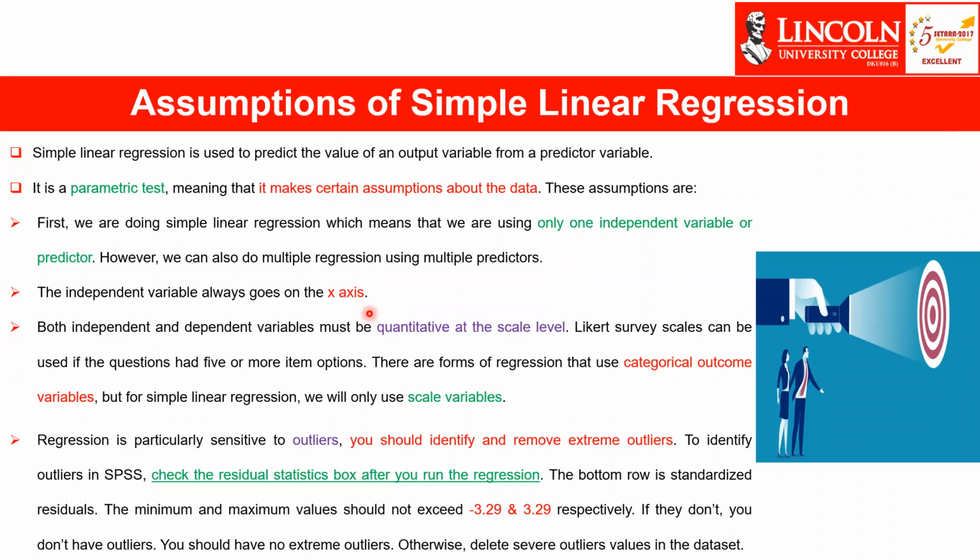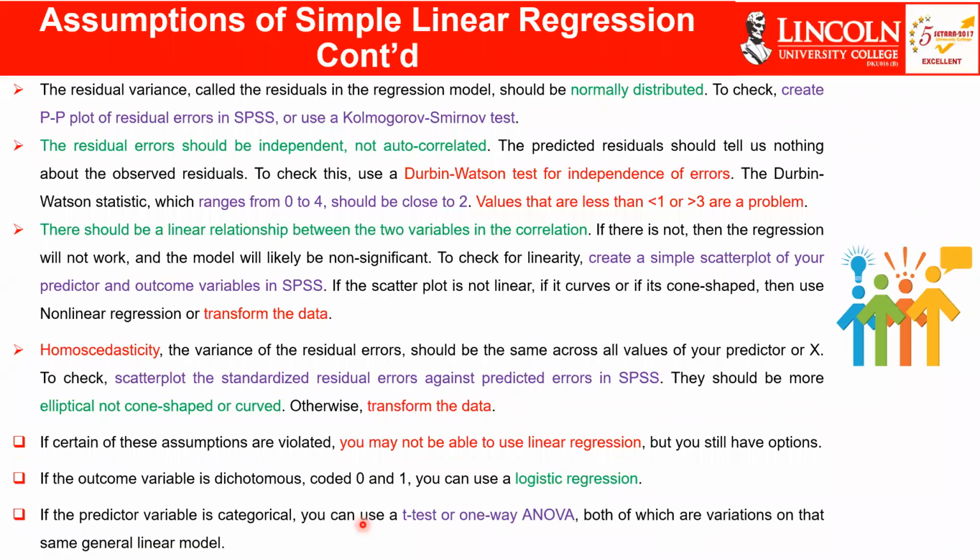To identify outliers in SPSS, check the residual statistics box after you run the regression. Here, please pay attention to this place. The bottom row is the standardized residual. The minimum and maximum values should not exceed negative 3.29 and positive 3.29 respectively. If they don't, you don't have outliers. You should have no extreme outliers. Otherwise, delete the outlier values in the data set. How to do this, we are going to see in a short while.